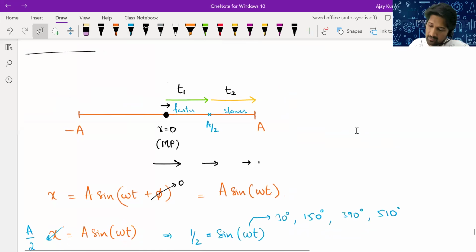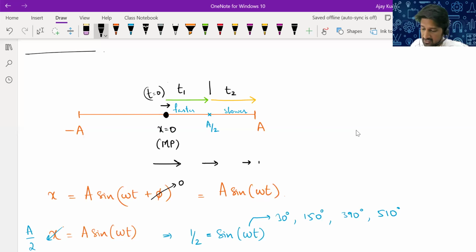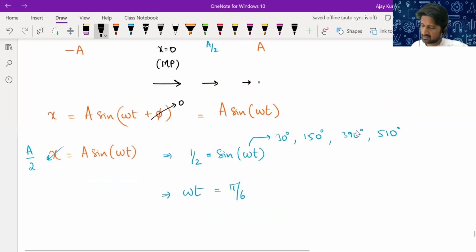We took time as 0 and assumed it's at the mean position when time is 0. Then what is the first positive time when it reaches plus a by 2 is what we want to know. For that, like in trigonometry, I think you learn primary solutions, a solution for a trigonometric equation which falls in the range minus pi to plus pi, I think. Okay, anyway, let's not get into mathematics. That name is not important.